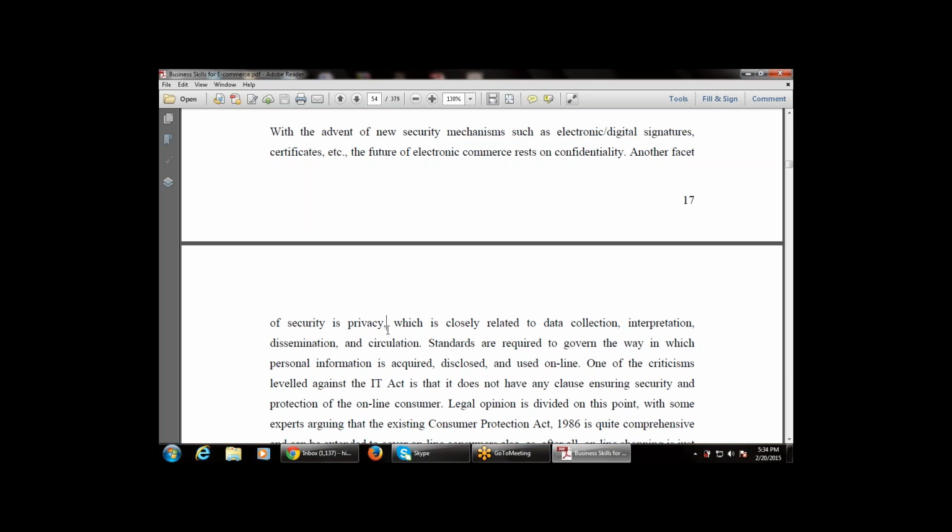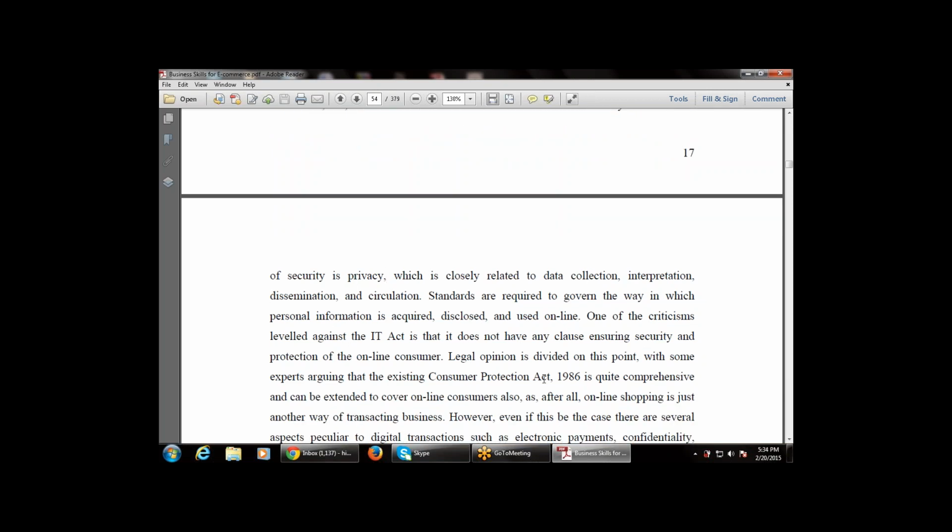Legal opinion is divided on this point, with some experts arguing that the existing Consumer Protection Act 1986 is quite comprehensive. I said that there is an Act, that is the IT Act 2000. So there must be a provision, or some talk on the existing Consumer Protection Act, the 1986 Act, that is quite comprehensive and can be extended to cover online consumers also.